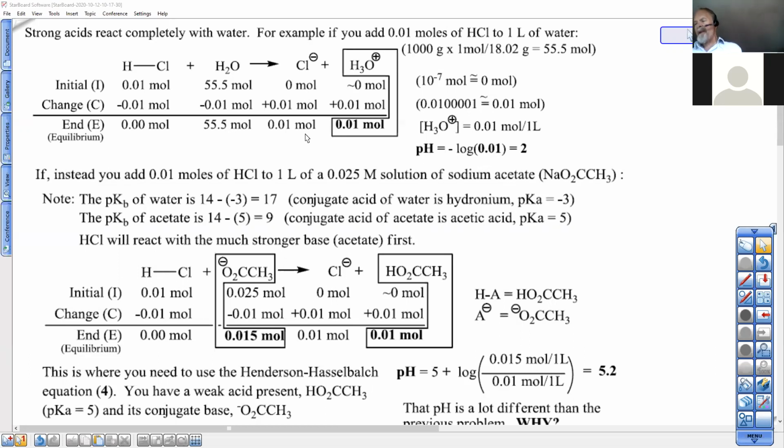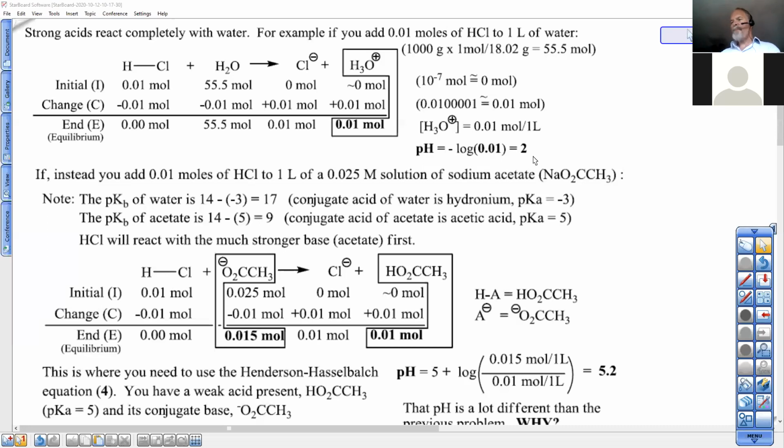Cl minus, I don't care how much I make. It does not affect the pH in any way, shape, or form. Being an incredibly weak base, it just sits around. The most important thing you generated was 0.01 moles of hydronium in a 1 liter solution. There is the molarity, there is the log of the molarity, and that's 10 to the negative 2. If you take the log of 10 to the negative 2, you get negative 2. Remember, the P means multiply that by negative 1, and you got a pH of 2.